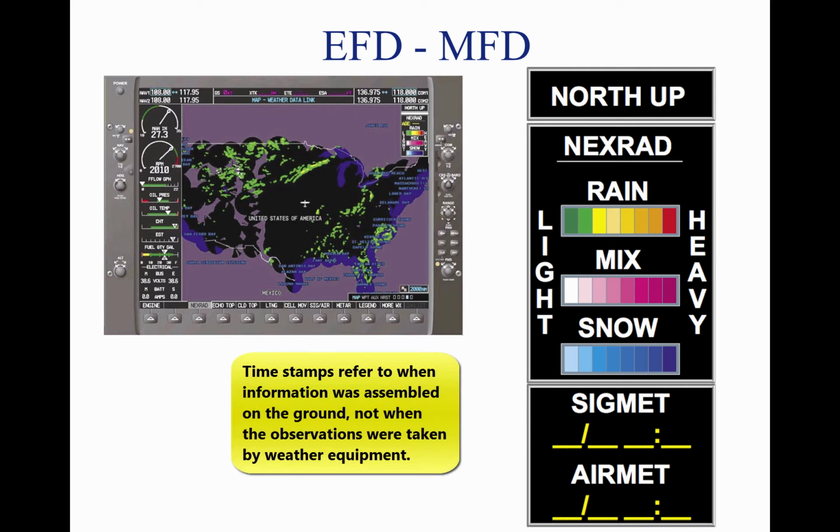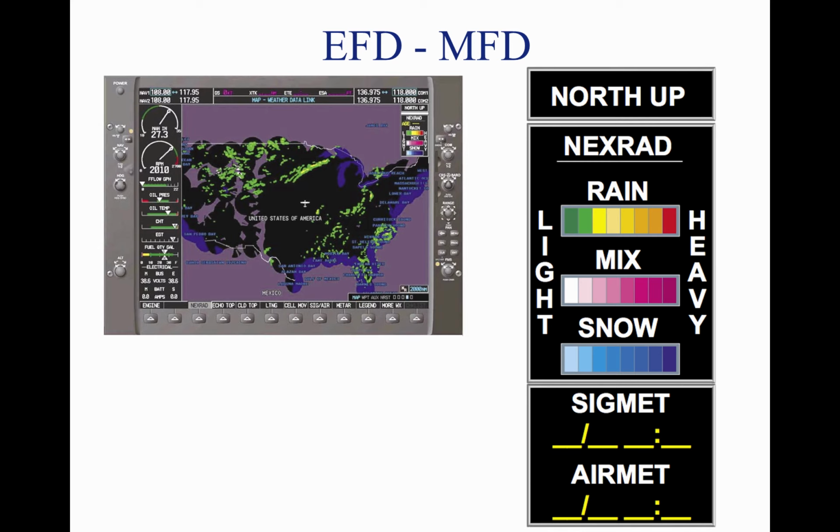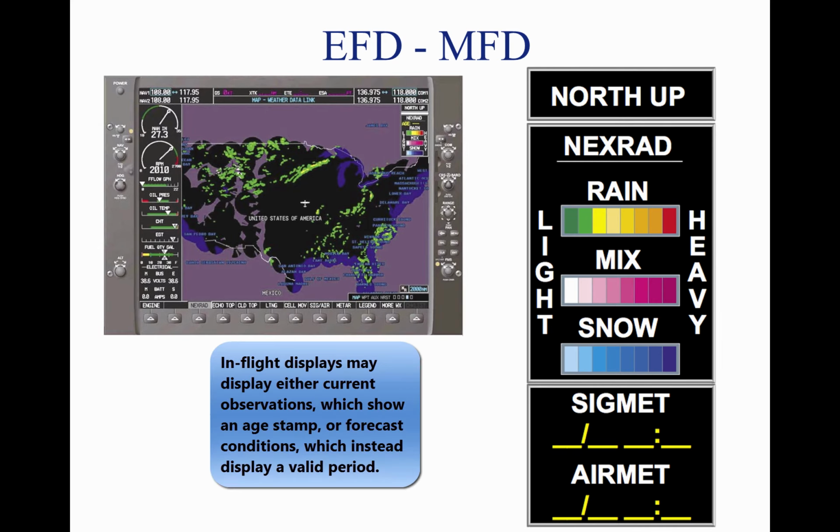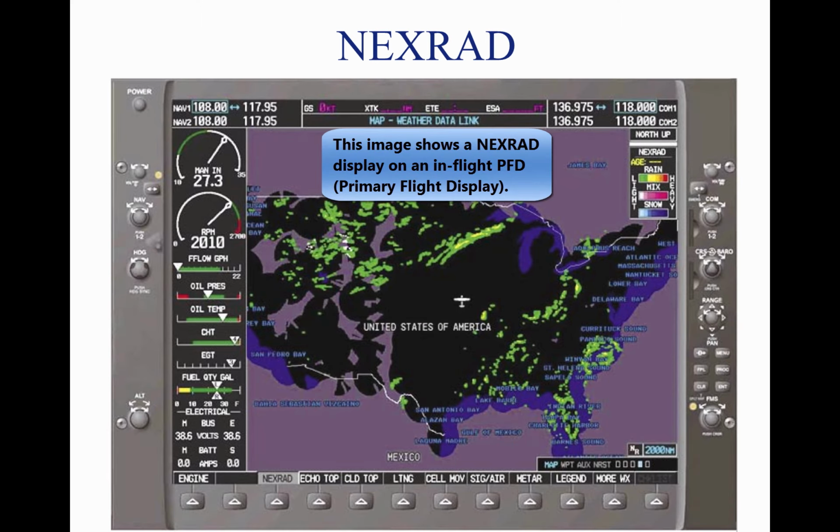The age should not be assumed to be the time when the FIS received the information from the satellite. Two types of weather are displayed on the screen: current weather and forecast data. Current information is displayed by an age, while the forecast data has a data stamp, shown above. Above is an example of a NEXRAD display on a PFD.